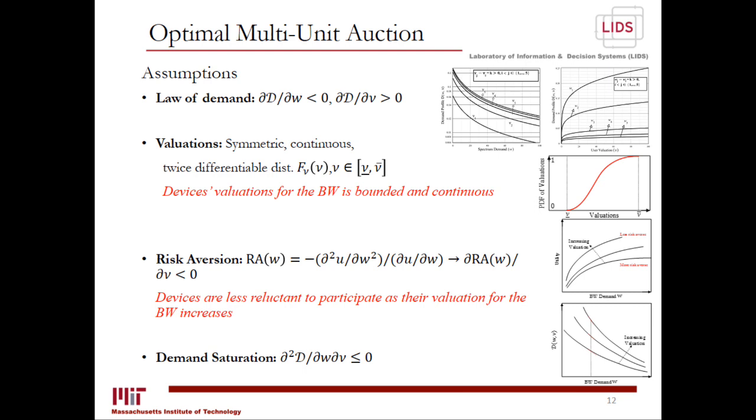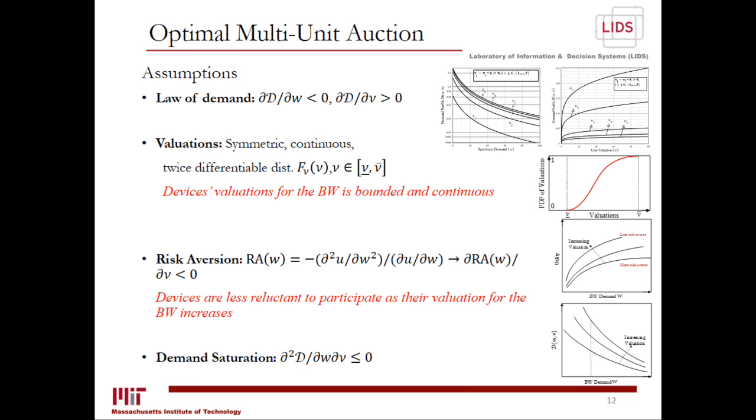The first assumption is the law of demand, which means that as the demand for bandwidth increases, the prices that devices are willing to pay decrease, meaning the demand profile has a negative slope. And also, as the valuation of devices for the bandwidth increases, the price increases.